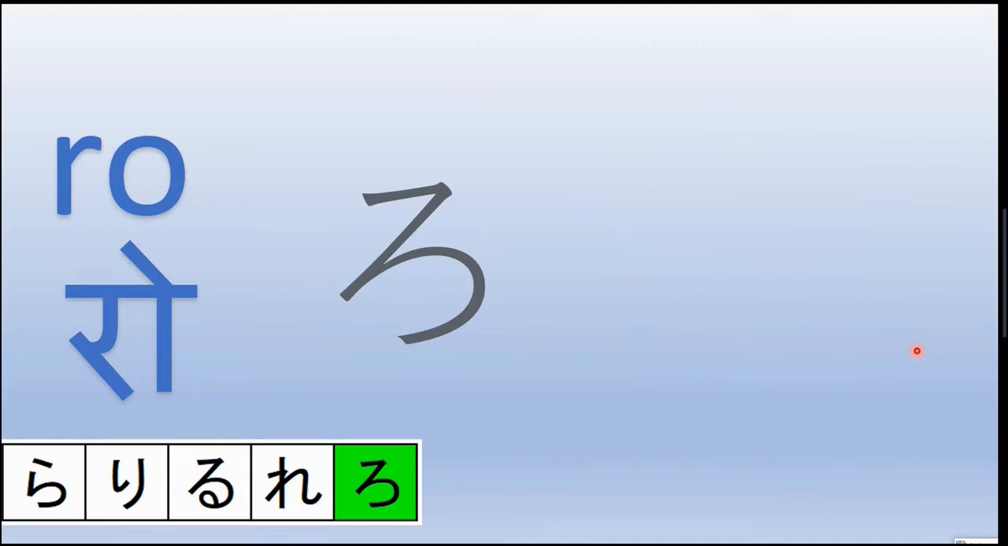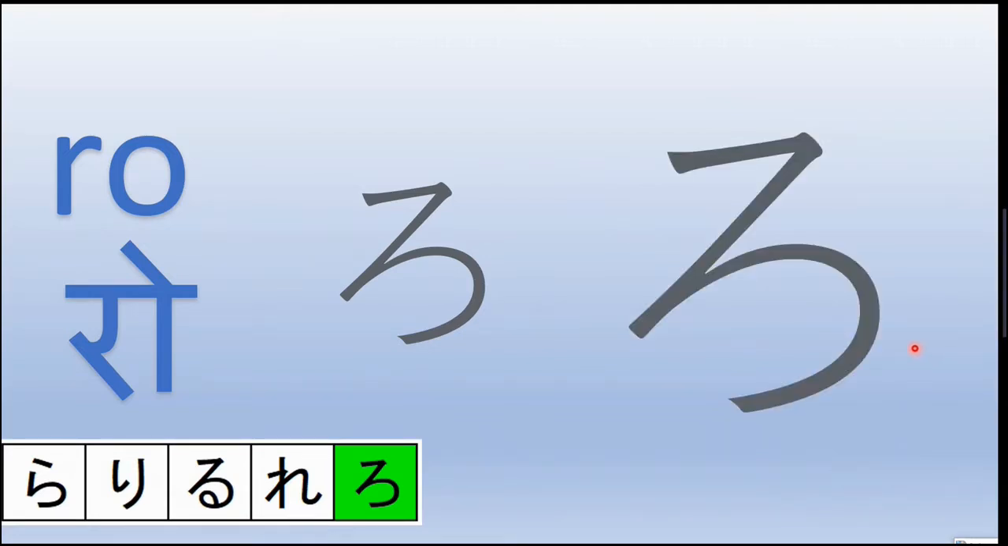Next is ro, which is again similar to ru, with the exception that there will not be any circled part here. So in one stroke, it will be written, ro.